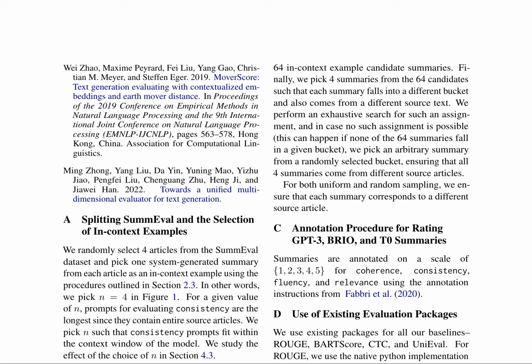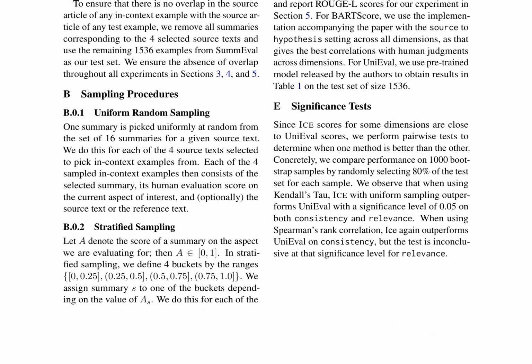Two sampling procedures are employed to select in-context examples: uniform random sampling and stratified sampling. In uniform random sampling, one summary is randomly picked from the 16 summaries for a given source text. Stratified sampling divides the summaries into 4 buckets based on their scores on the aspect of interest, selecting one summary from each bucket, each from a different source text.